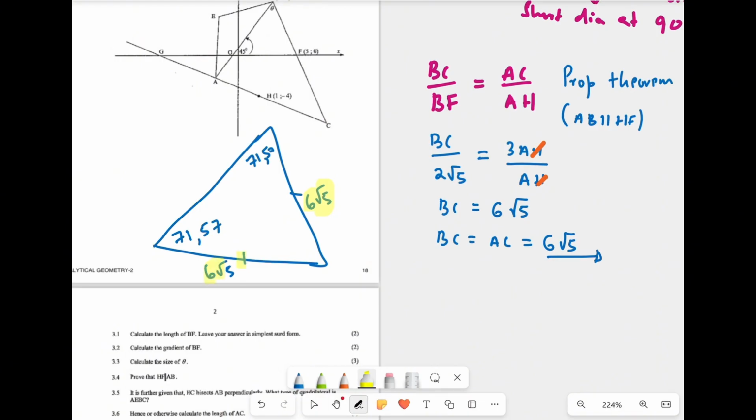Now, we have two sides, but we do not have the angle that is included. Remember, if you want to use your area rule, you must have two sides as well as the included angle. But we can calculate the included angle using the sum of angles in a triangle. So the included angle here will be 180 minus 71,57 minus 71,57. So our angle is 36,86. So this angle here is 36,86.